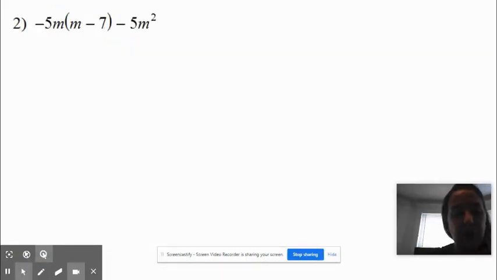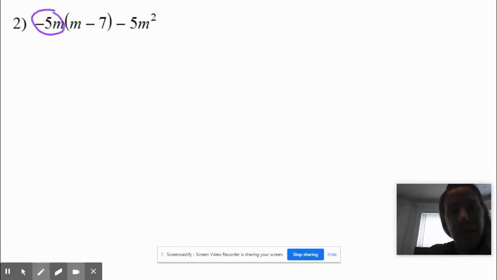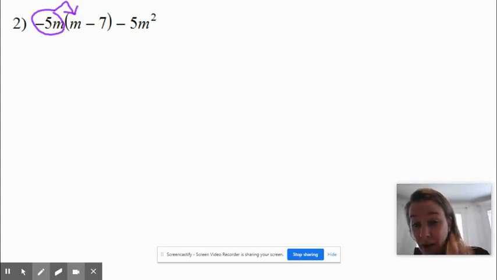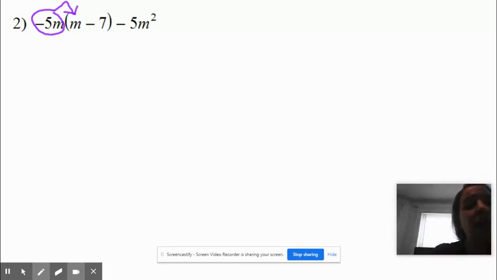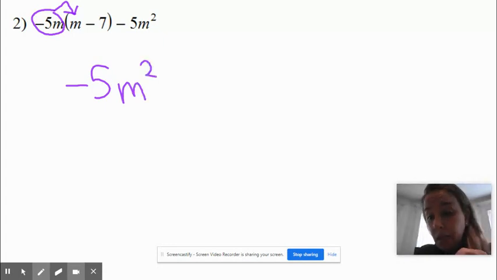Okay, so this one looks a little more complex, but don't be afraid. So now the negative 5m needs to be distributed in. Now, negative 5m times m, remember those m's sort of have coefficients of 1 on them, which you add to get 2, right? So negative 5m times m becomes negative 5m to the second power, because m times m is m to the second power, or like we like to say, m squared.